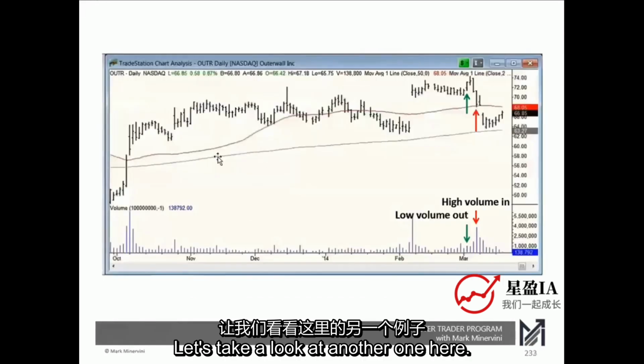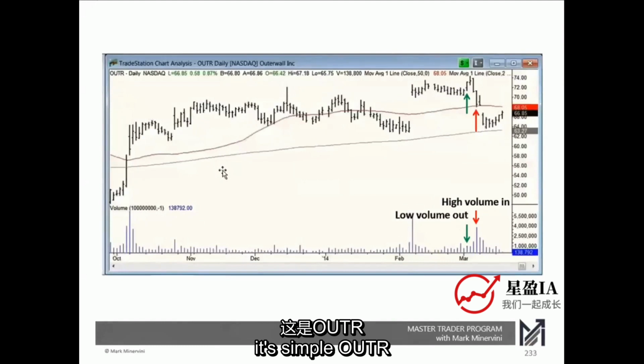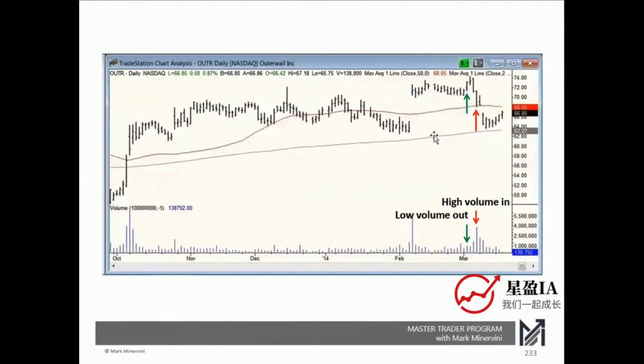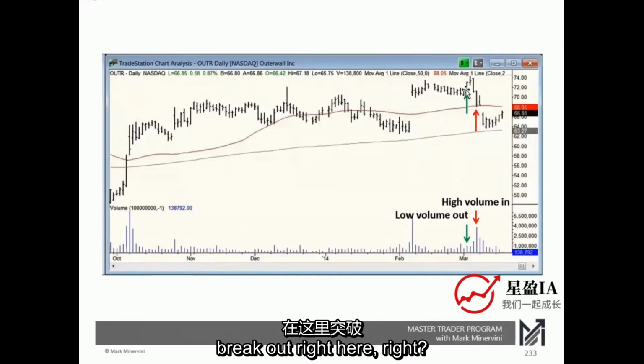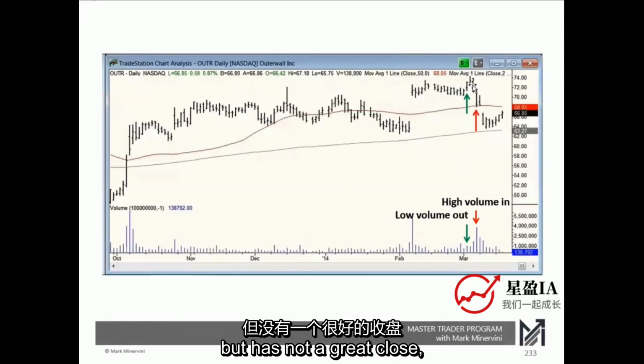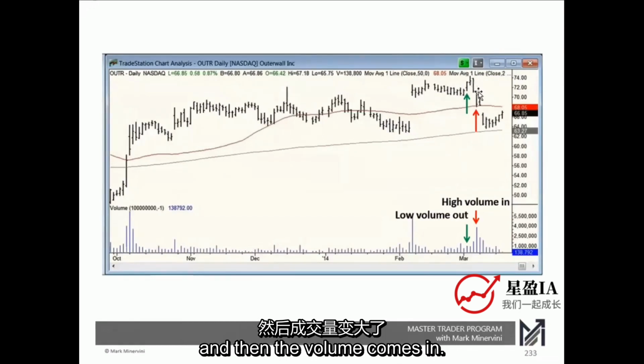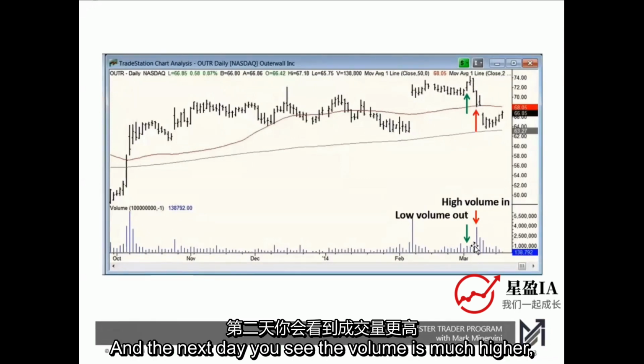So let's take a look at another one here. It's simple as OUTR. This is an older company, Outer Wall. Not even sure if this is listed still. You get a nice little gap here, drifts back here. Okay, breakout right here, right? So this gets a 1 day, 2 days. It actually moves up the next day, but has not a great close. But then you see it comes right in, and then the volume comes in on that next day. You see the volume is much higher, much higher.